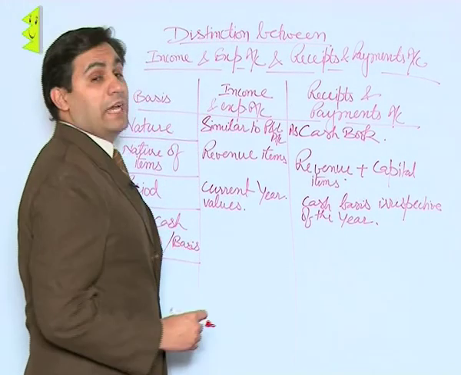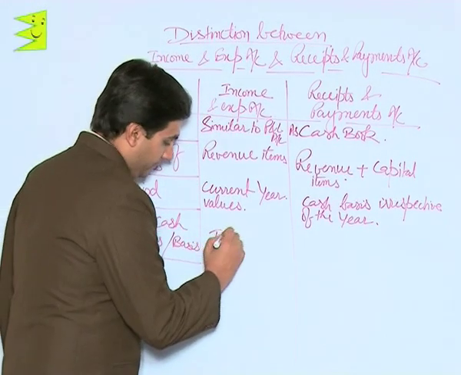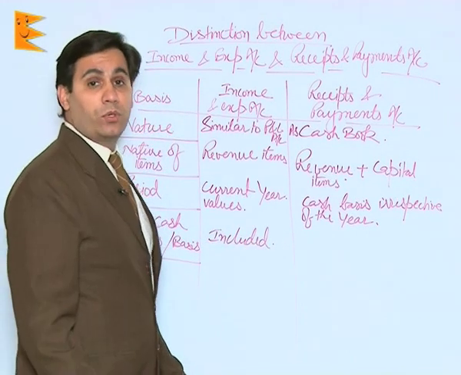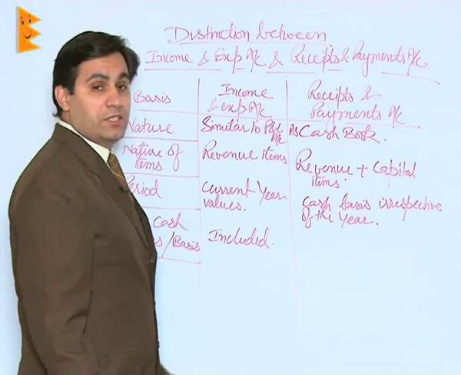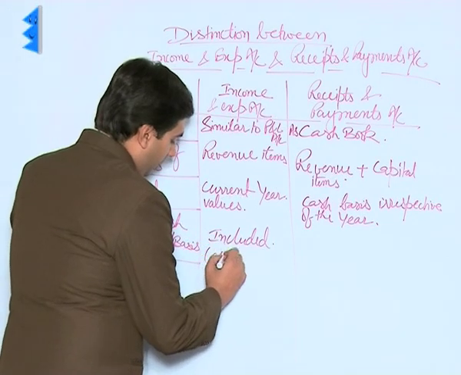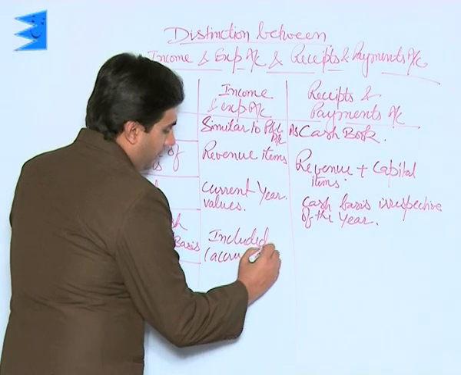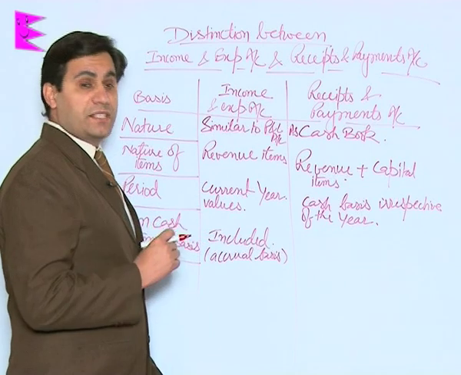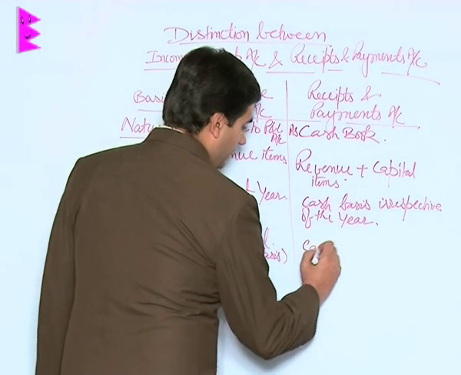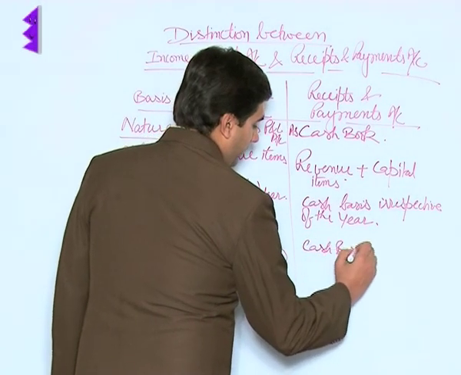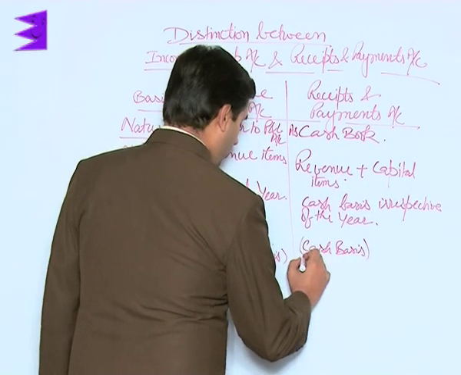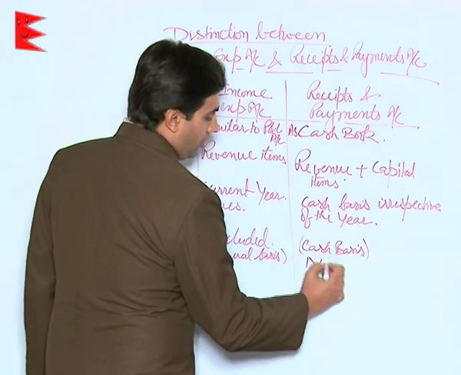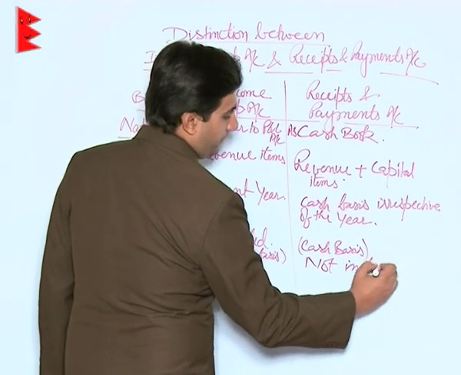Then non-cash items, they are included like depreciation, outstanding expenses, accrued incomes. They are included in income and expenditure account as it is prepared on accrual basis. Whereas receipts and payments account is prepared on cash basis. So such kind of items which are non-cash in nature, they are not included.